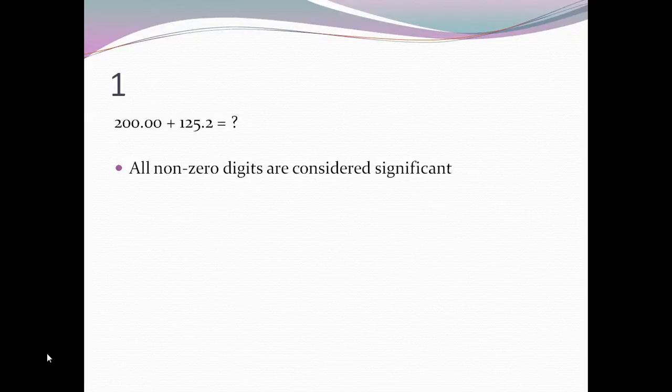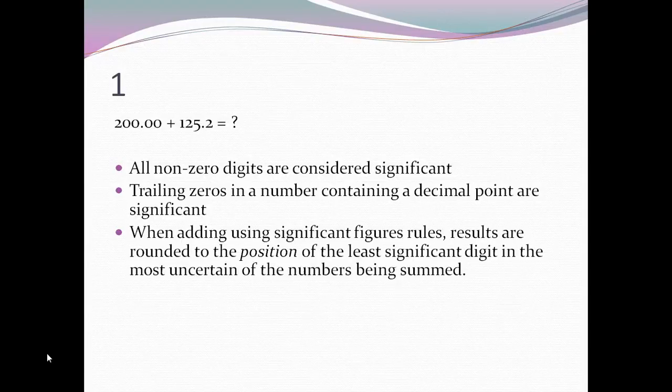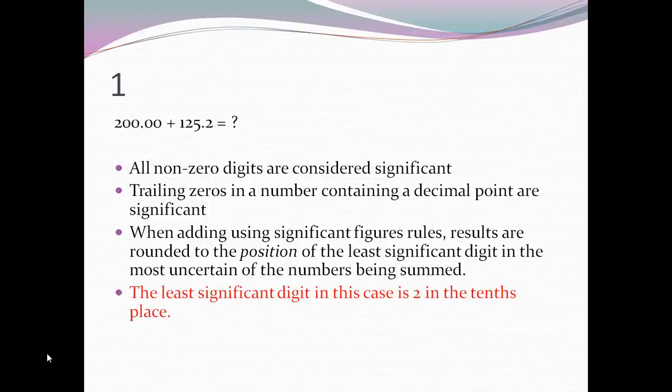All non-zero digits are considered significant. Trailing zeros in a number containing a decimal point are also significant. When you add sig figs, you gotta remember to round to the position of the least significant digit, the most uncertain of the numbers being summed. The least significant digit in this case is 2 in the tenths place. When you add those two numbers, you get 325.2.